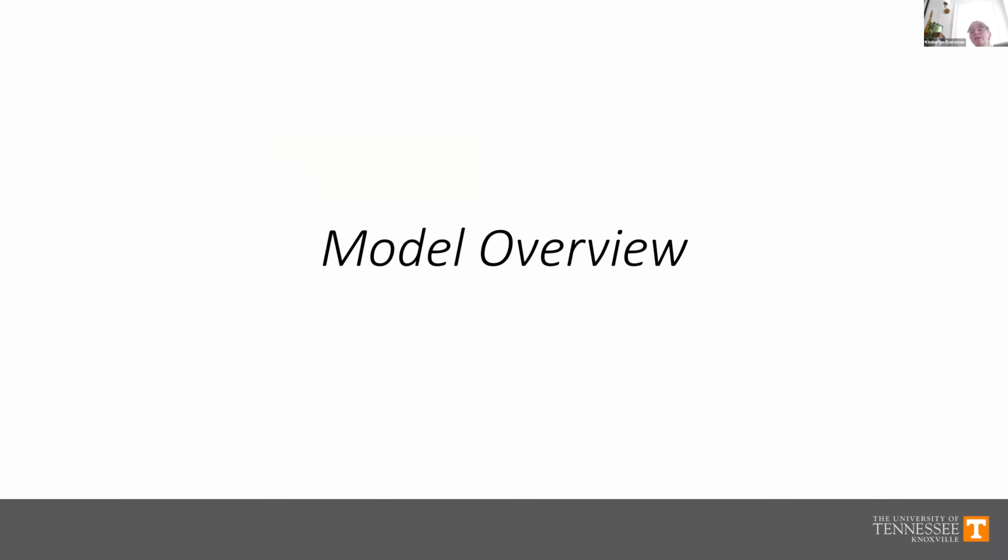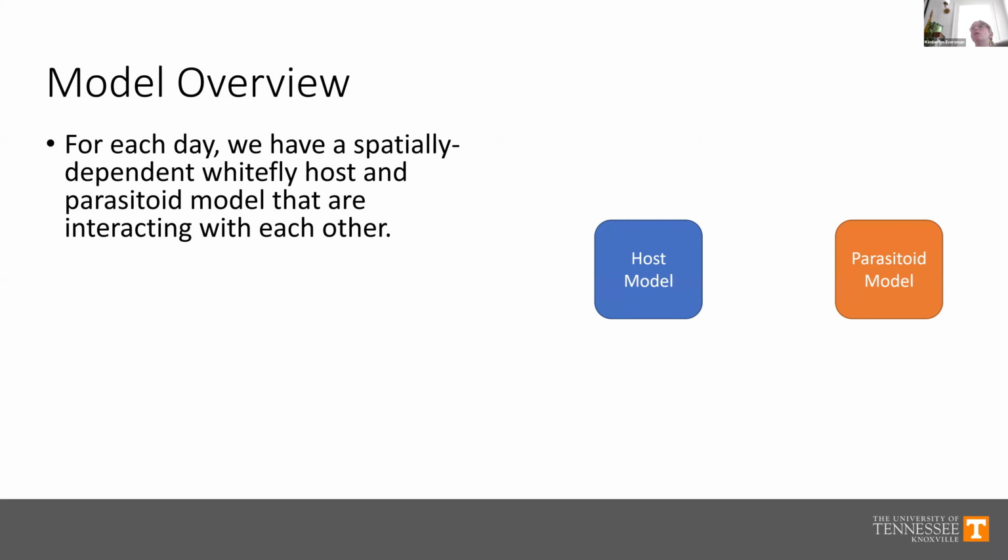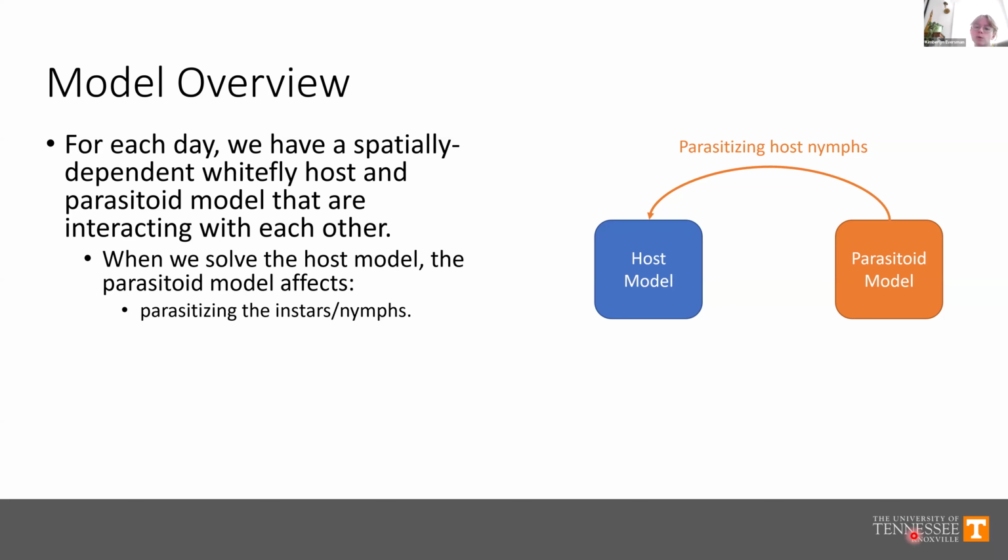Let's start to talk about the model now. I'm going to give a brief overview of the models that we're dealing with, and then I'll go into a little more detail on some of them. For each day, we're going to have 2 models: a spatially dependent host model and a spatially dependent parasitoid model. These 2 models are going to be interacting with each other each day. When we're solving the host model, the parasitoid model is going to affect it by parasitizing or killing off some of the hosts in the instar or nymph stages.